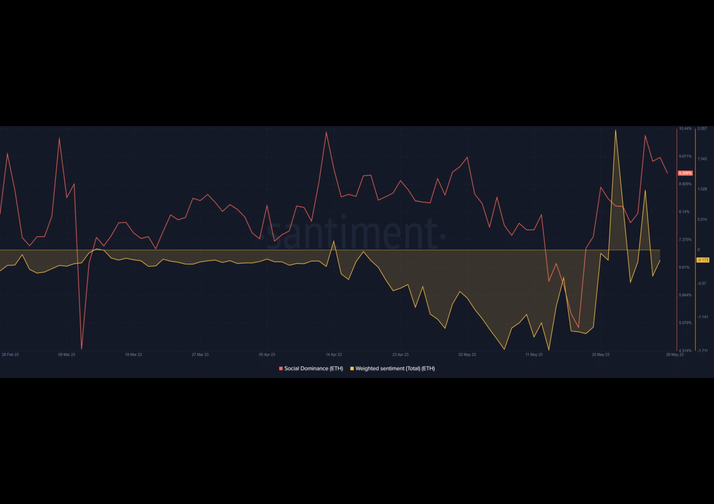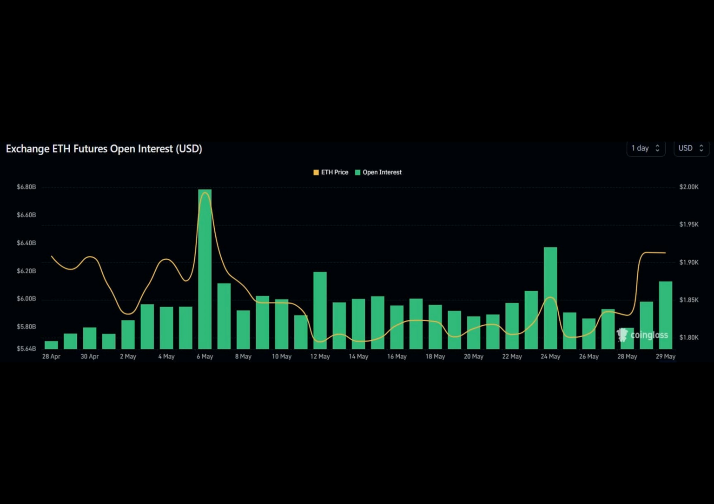Ethereum balance on exchanges just reached a 5-year low of 17,323,196.